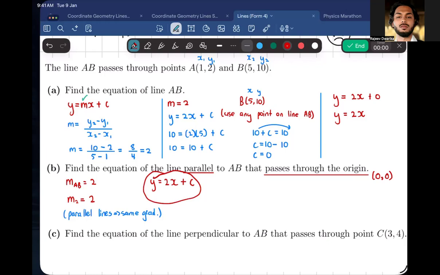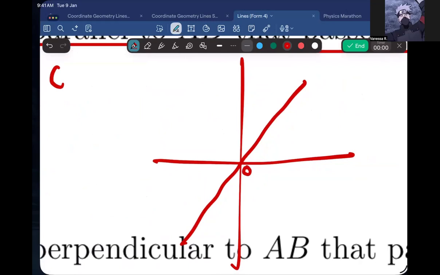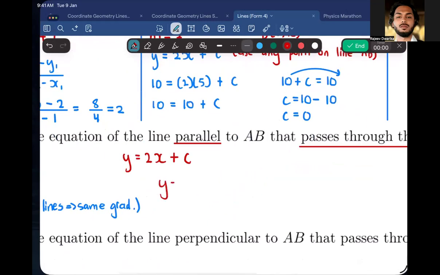Tell me if you're okay with that. Right. But now I want you to pay attention to something. What did it say in the question? It passes through the origin. So if it passes through the origin, that means c is 0. Think about it logically. If a line passes through the origin, it passes through y is equal to 0, and yeah. So our answer is just y is equal to 2x plus 0, right?